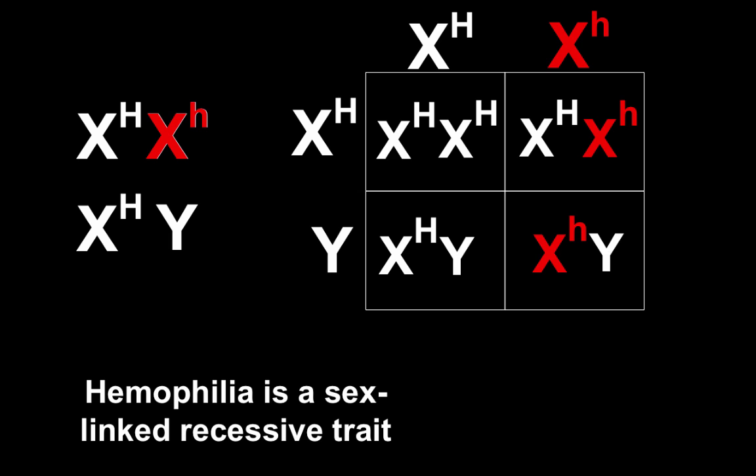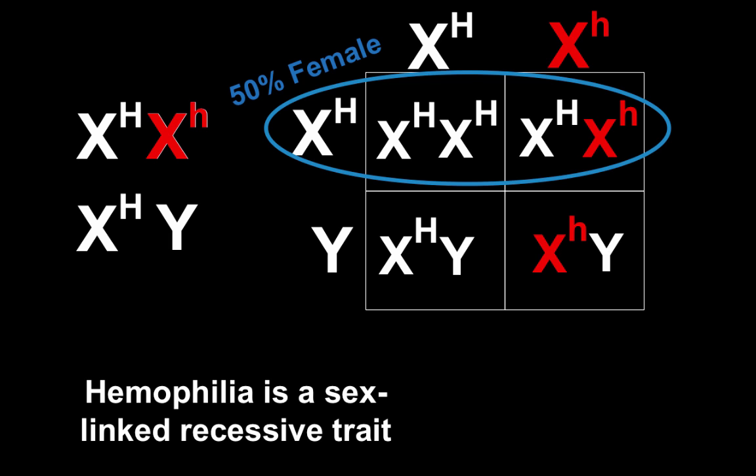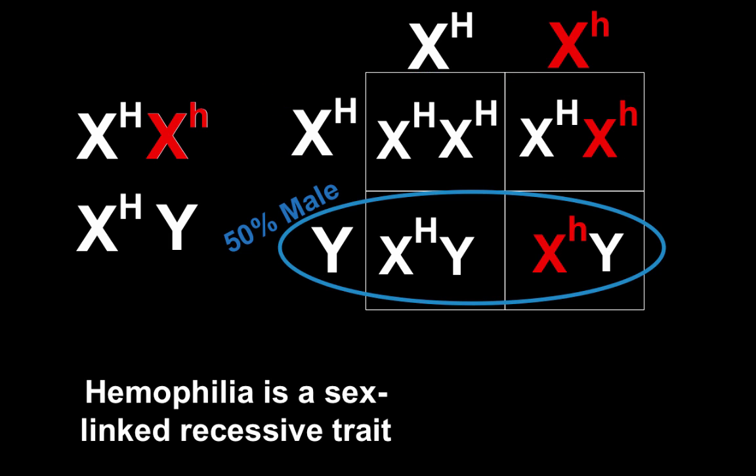And these would be my possible offspring. Now notice, 50% female, 50% male. It's always going to be this way. I recommend going through, putting the X's and Y's in first, then go through and put in the alleles.